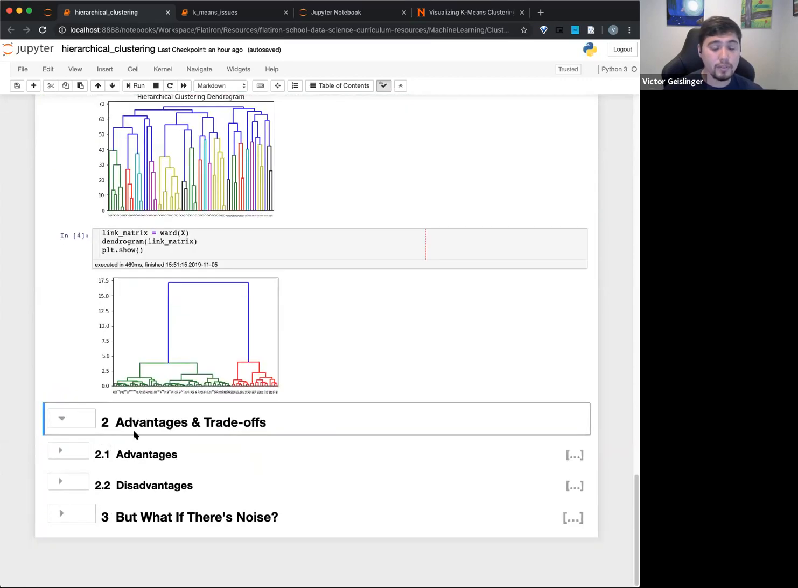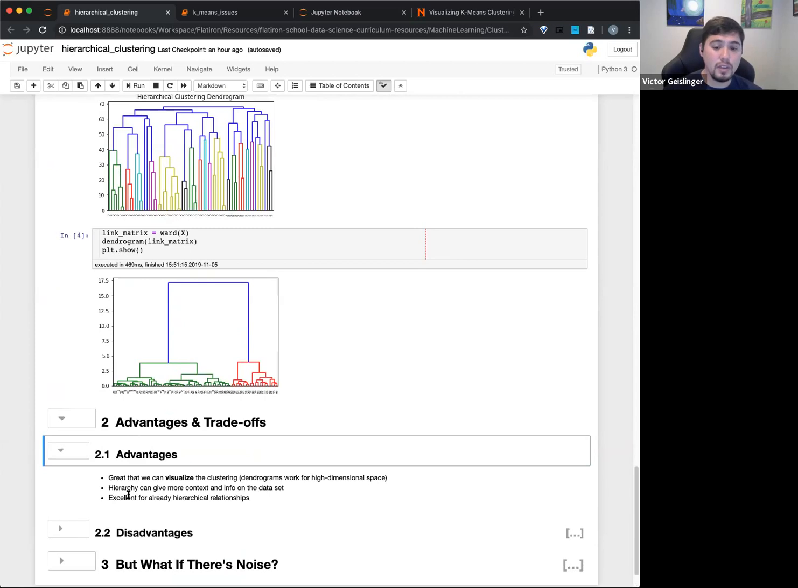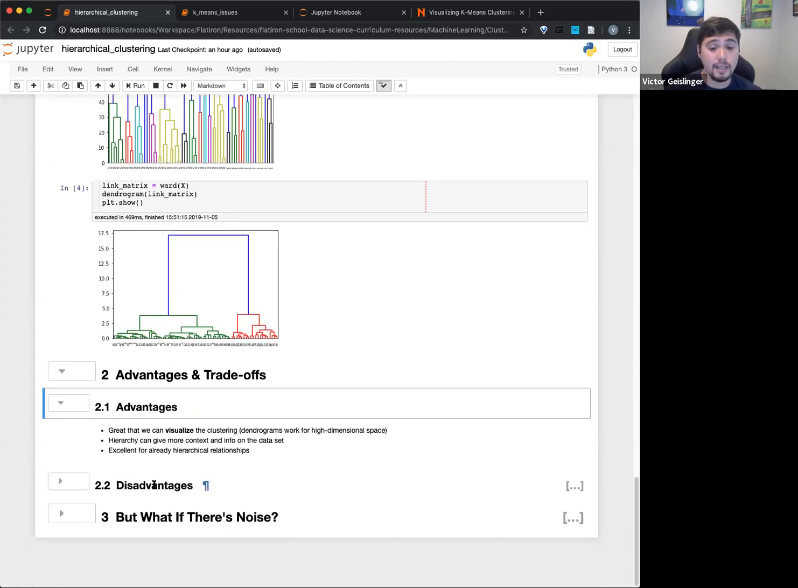But anyway, advantages and trade-offs. One big advantage is that we can visualize our clusterings. Versus k-means, we'd have to plot out the points, which means that if it's not 2-dimensional or 3-dimensional, it's really difficult to plot. Dendrograms in particular are really useful for plotting in high-dimensional space.